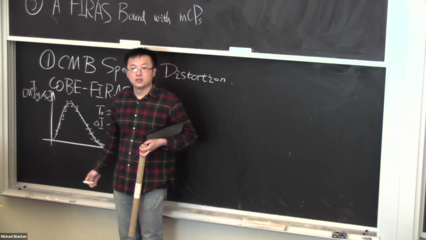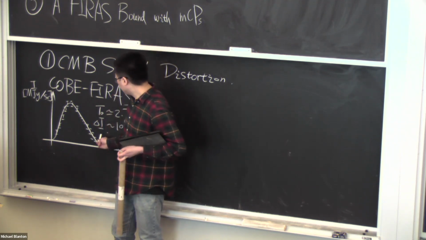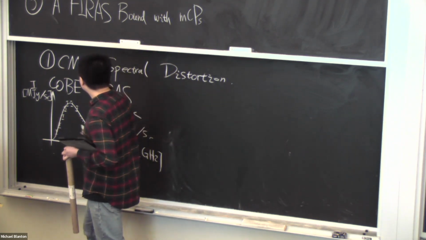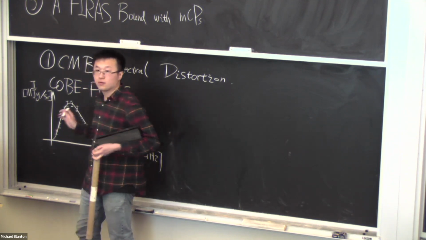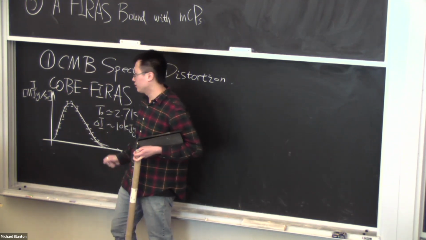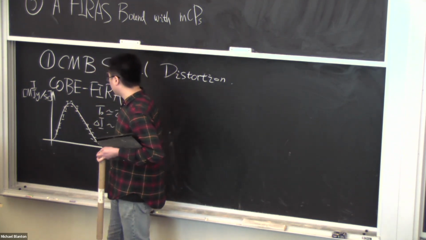Are you talking about the statistical or systematic? I think this is the statistical uncertainty. So we find the uncertainty is less than 1%. The error is less than 1%, so it's a very precise measurement. And from this measurement, we find the CMB has a black body spectrum.